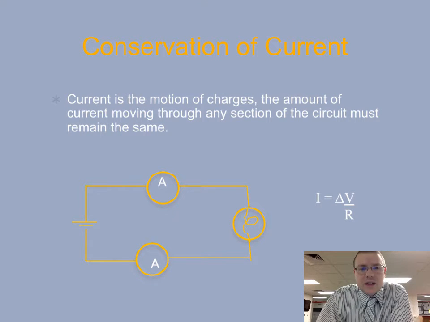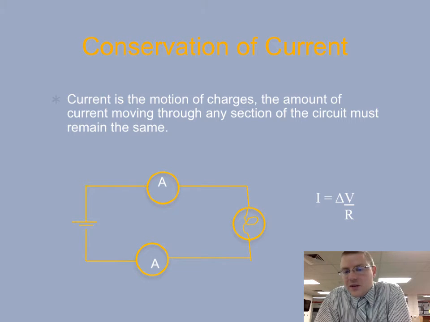And what you're seeing here is that current is the motion of charge. The amount of current passing through any section of this wire does remain the same. So what goes through the first ammeter goes through the light bulb and then comes back out that light bulb, returning to the battery. The charge is not used up.